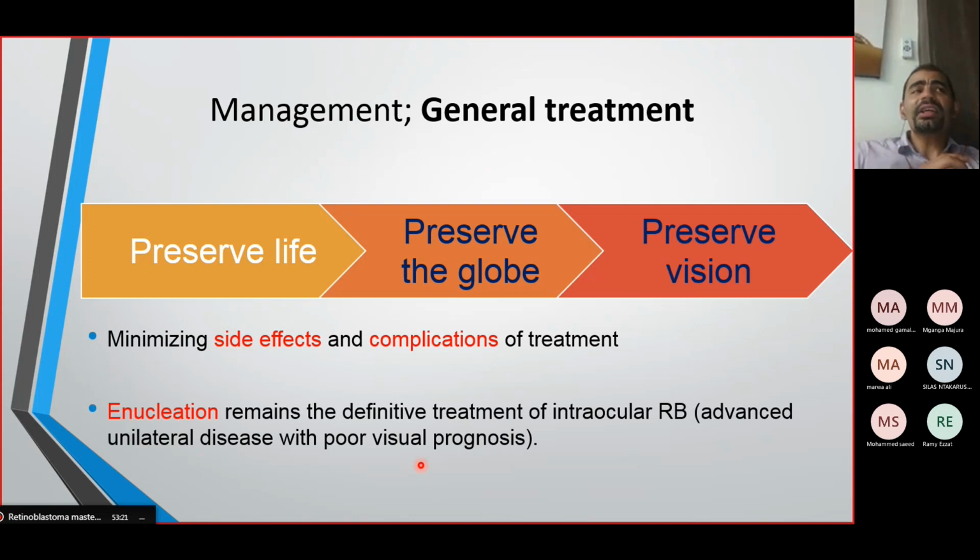And the second thing is the state of the other eye. If the patient is having a bilateral retinoblastoma, or he or she has already had enucleation done in one eye, then probably you will need to weigh the risks and the benefits of having the enucleation done versus not having it done. One of them will preserve the globe, the other one may preserve the life of the patient. So it's not an easy decision. Okay.